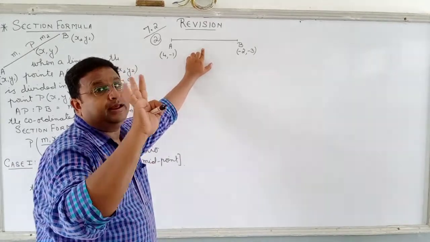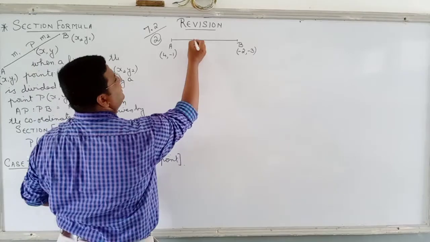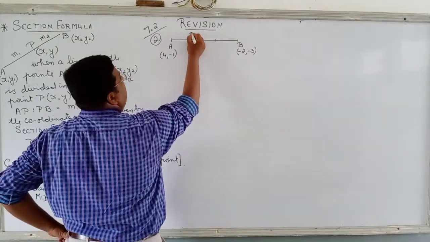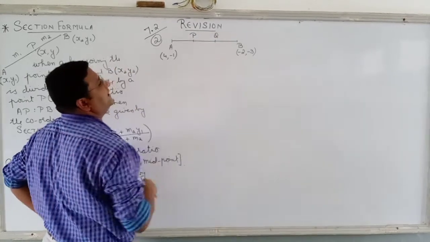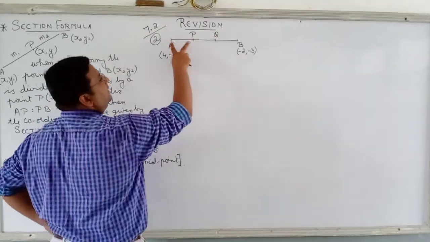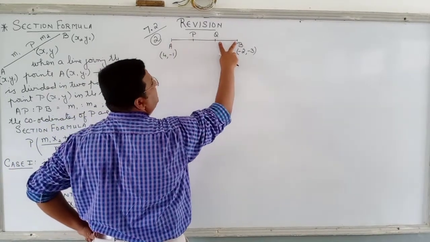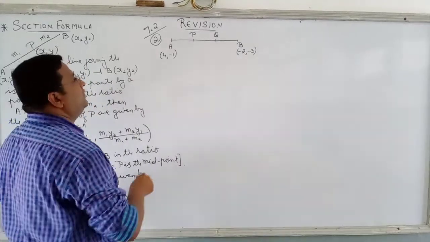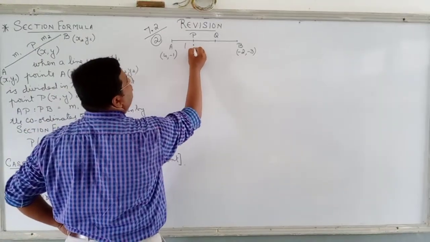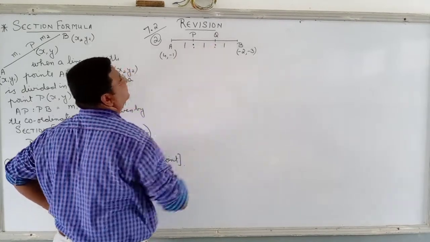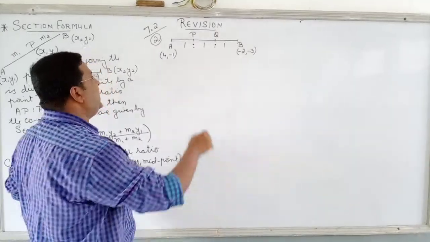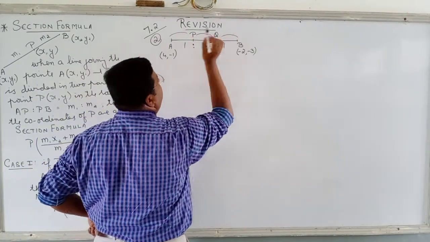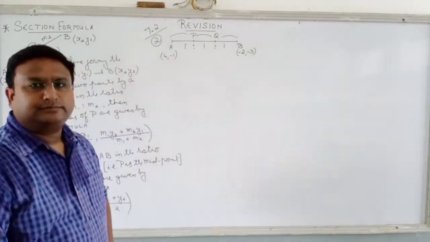Now this line segment is trisected, into 3 equal parts. Trisection means 3 equal parts. So let us assume that this is one part, this is another part. This is point P and this is point Q. Trisected means it is divided into 3 equal parts. Can you see that? AP is one part, PQ is another part, QB is another part. These 3 parts are equal. If it is equal, will the ratio be 1 is to 1 is to 1? Yes or no? AP is to PQ is to QB. The ratio is 1 is to 1 is to 1. Can you see that?